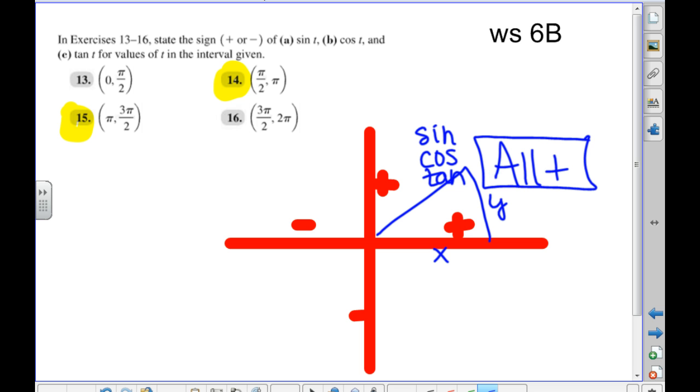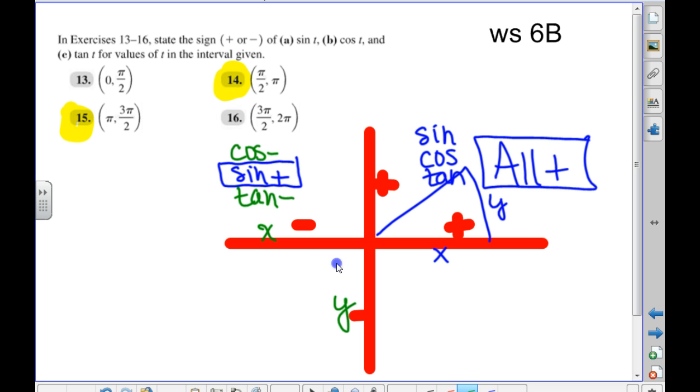When we move over into quadrant 2, the x becomes negative. Well, which function has an x in it? Cosine. So the cosine is negative. The sine is y, so the sine is still positive. Tangent is y over x. What's a positive over a negative, guys? So the only one that was positive was the sine.